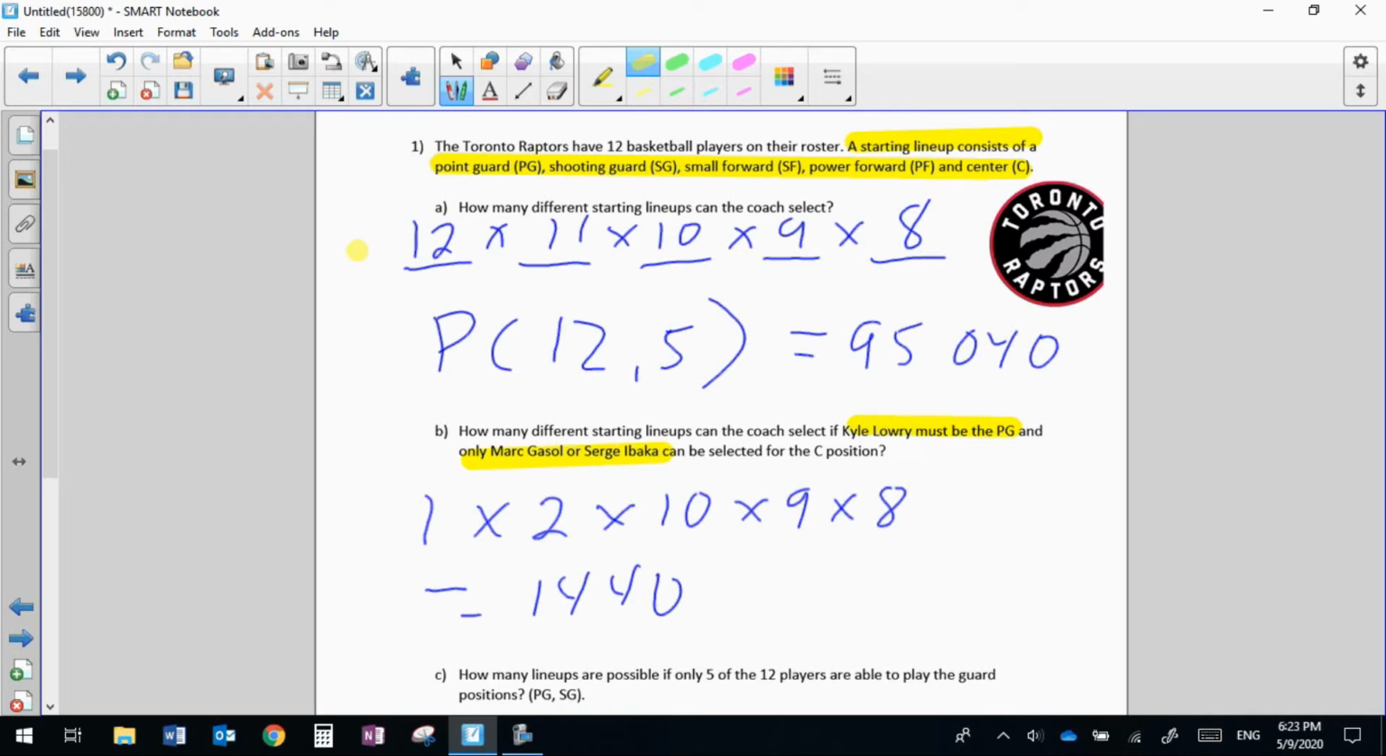This solution assumes, by the way, that if Marc Gasol isn't playing center, he's still available to play one of the other three positions. And if that weren't the case, then we'd have to change those numbers.